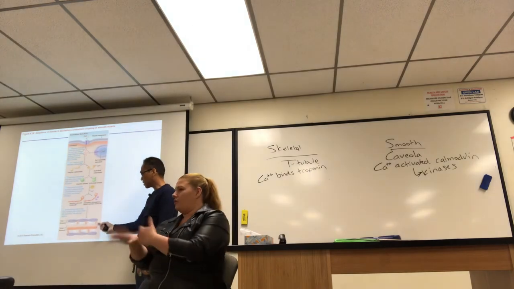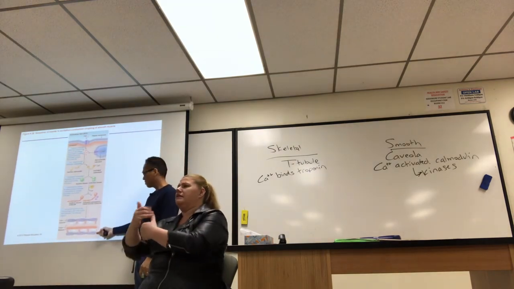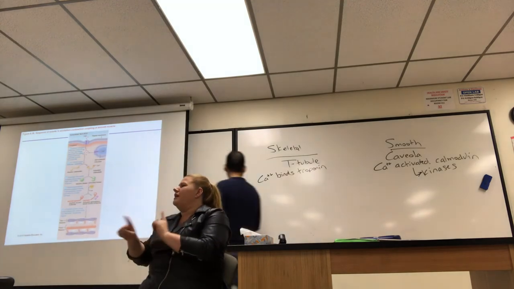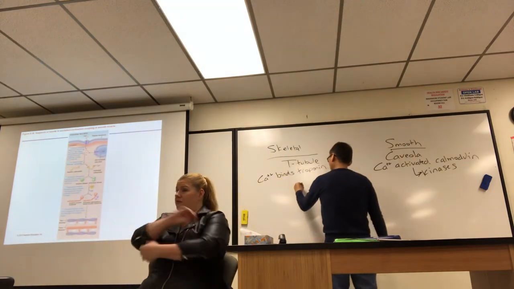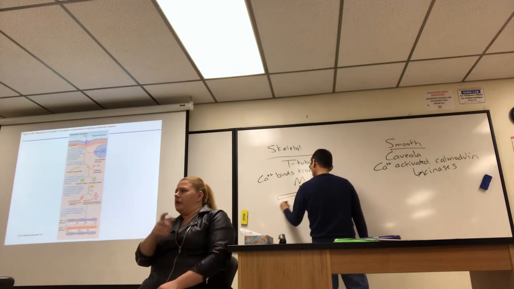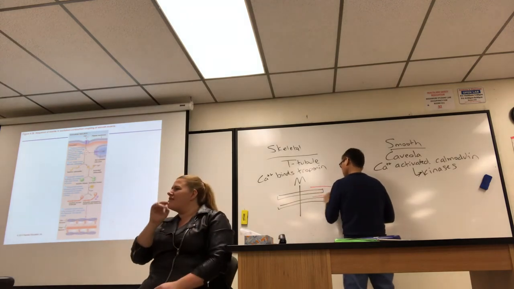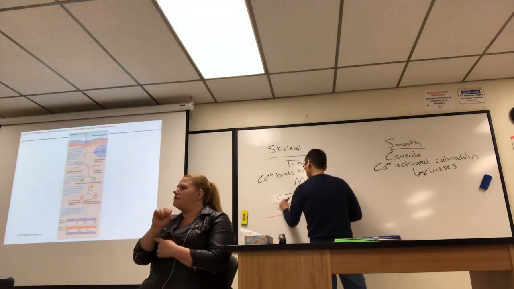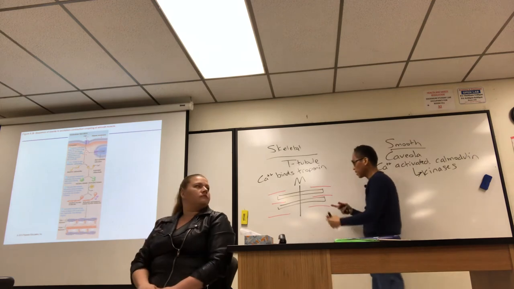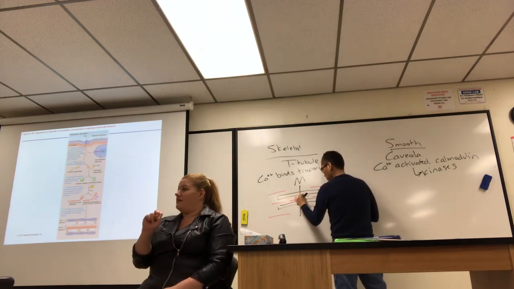The filaments still slide past each other, but notice how they're doing it in different ways. In skeletal muscle, you have the M line, and you have thick filaments, you have the thin filaments. And it's like the thin filaments slide towards the middle.